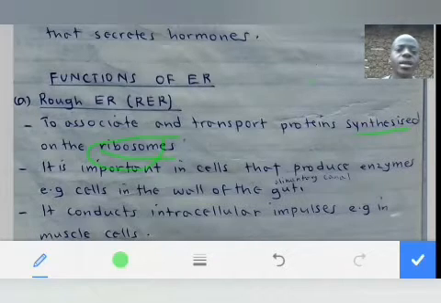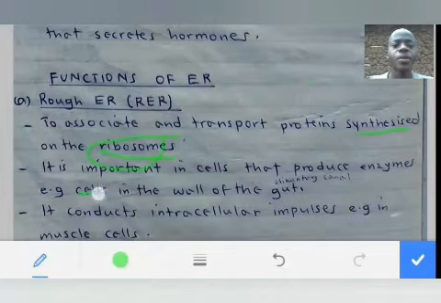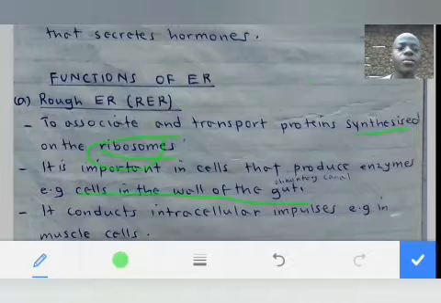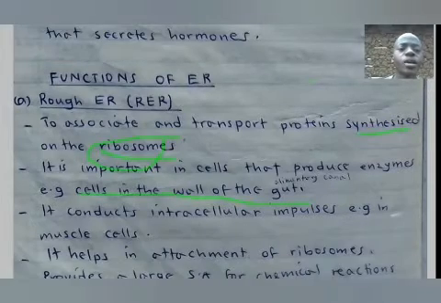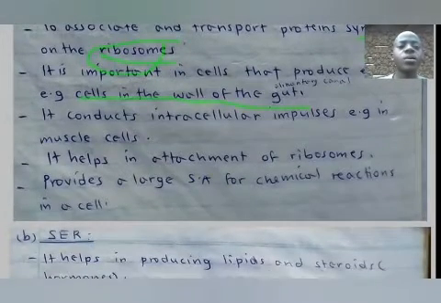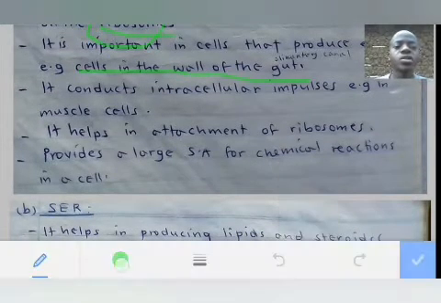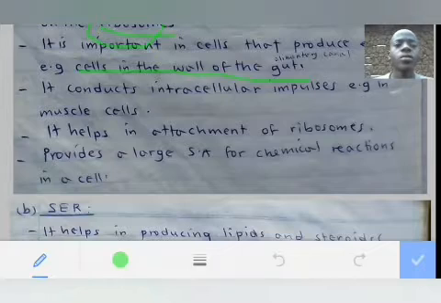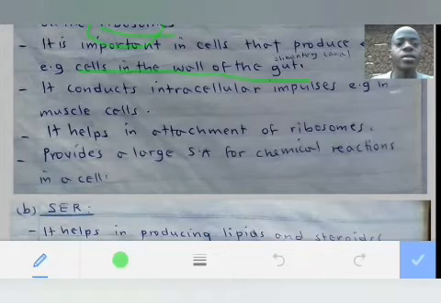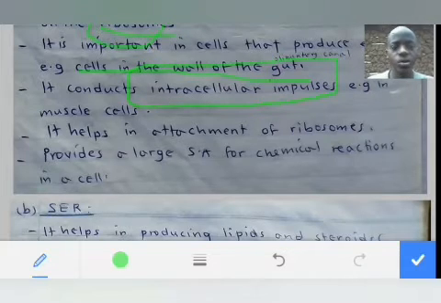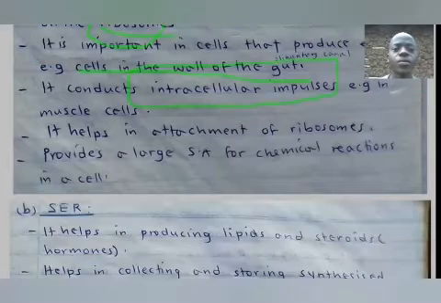And it is also important in cells that produce enzymes, e.g., cells in the wall of the gut. So the cells in the wall of the gut, they produce enzymes, and it is very important. Also, it conducts intracellular impulses, e.g., in muscle cells. Hope you studied coordination at your O level. So it conducts intracellular impulses. This one is part of coordination, which I think you covered in your O level.